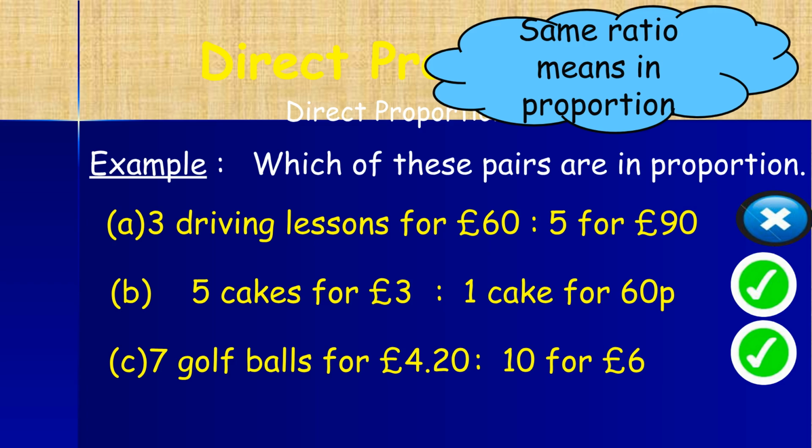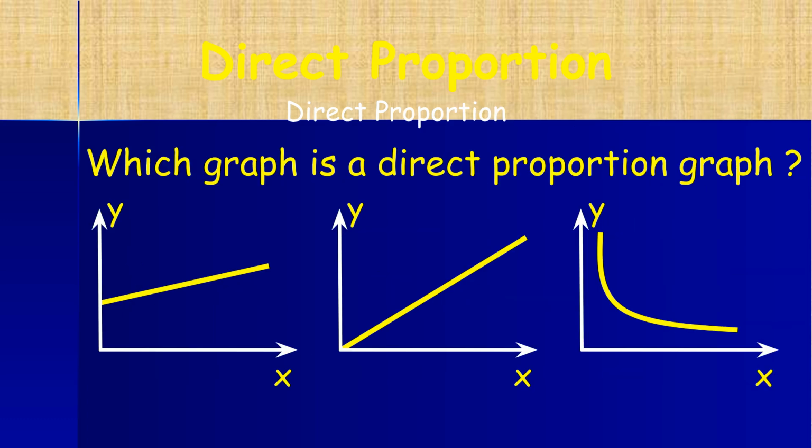Remember that the same ratio means the pairs are in proportion. Let's look at some examples to see which pairs are in proportion by checking their ratios. Which of these graphs represents a direct proportion? Direct proportion graphs show a linear relationship passing through the origin.